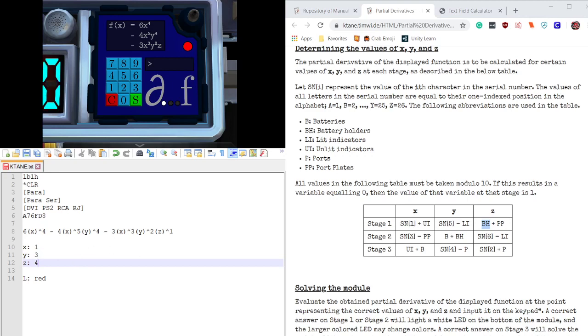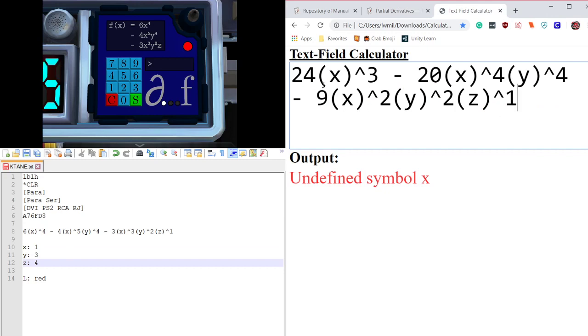Now, if you ever have a 2-digit number, you're going to take the last digit of that number. If the variable results in a 0, then that is automatically replaced with a 1. If you get a negative variable, then you add 10 to the variable until it's no longer negative. So anyway, we have our x, y, and z values, so we can go ahead and plug those into the equation. X is 1, y is 3, and z is 4.